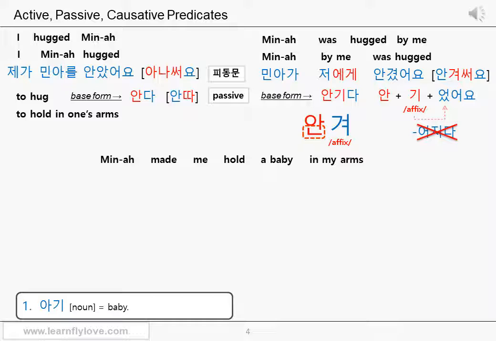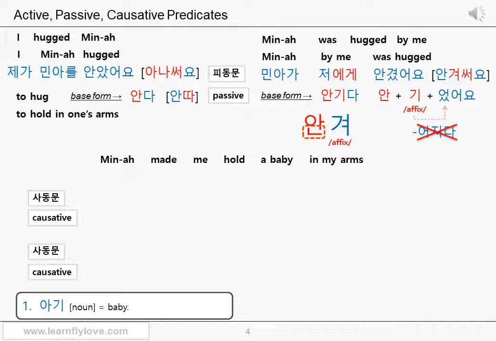Let's take a look at the next example. Mina made me hold a baby in my arms. The subject makes you do something, or the subject is directly involved in the action and causing someone affected by it. This sentence means Mina handed a baby to me and made me hold it in my arms. To me. Okay? You use the causative form of the verb in Korean in this kind of situation.